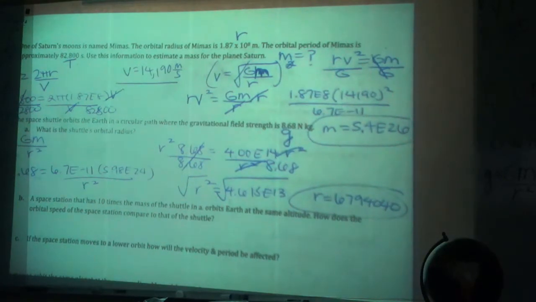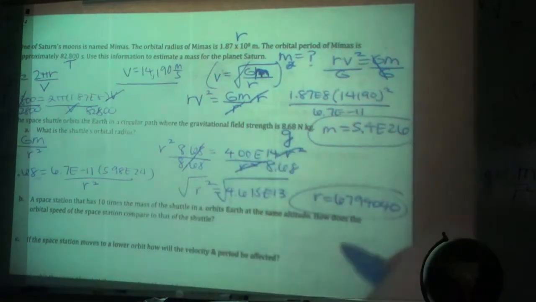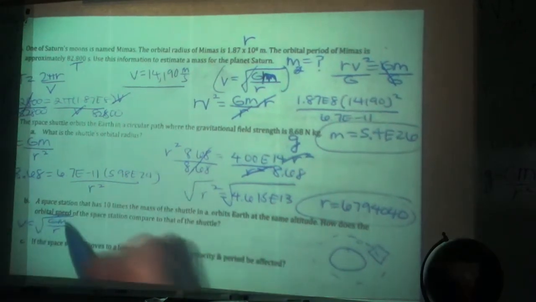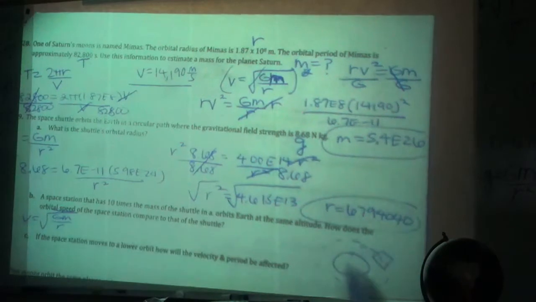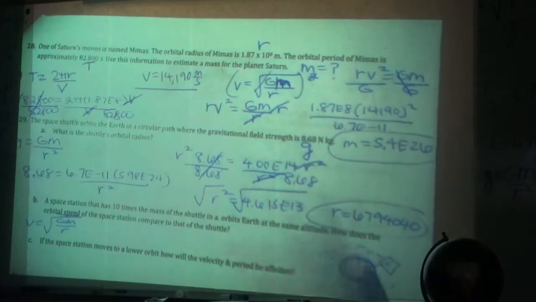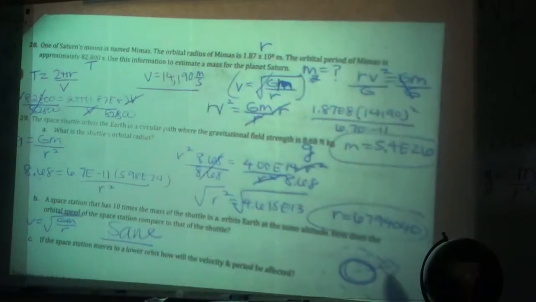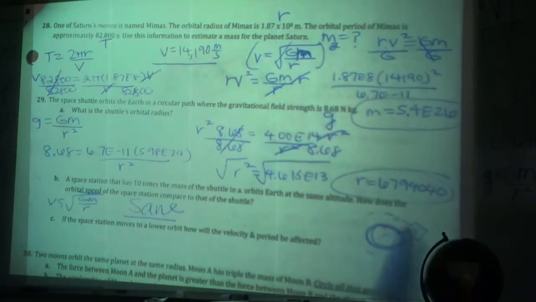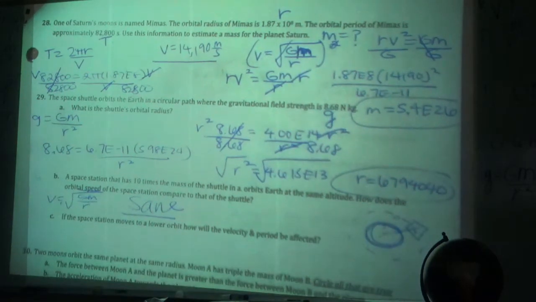A space station that has 10 times the mass of the shuttle in A orbits at the same altitude. How does the orbital speed of the space station compare to the shuttle? So same altitude, you've got the shuttle, and then you've got the big space station going around. When we're looking at the orbital speed, that only depends on two things: the mass of the planet, or the thing you're going around, and the radius. They're both going around the same object at the same radius, so it will be the same speed. What's changed is the mass of this second object. When we're looking at velocity, the mass of m2, the thing that's actually going in a circle, doesn't matter.